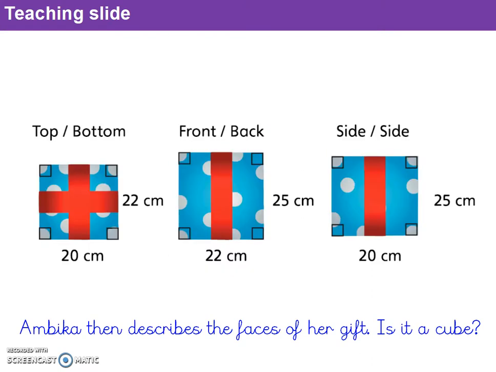So we're describing the top and the bottom as a rectangle, 22 centimeters by 20 centimeters. The front and the back as a rectangle, 25 centimeters by 20 centimeters. And the sides as rectangles again, 25 centimeters by 22 centimeters. So each face of this is a rectangle.